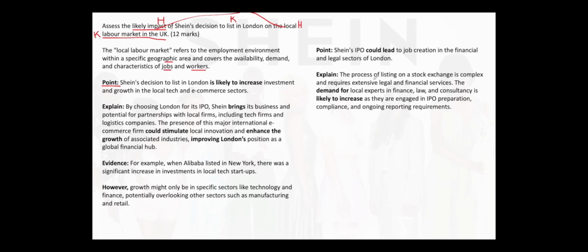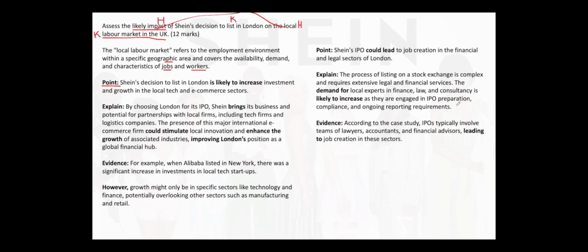So complex requires extensive legal and financial services. The demand for local experts in finance, law and consultancy, KPMG, PwC, EY, Accenture will all be very excited over this. It is likely to increase as they engage in IPO preparation, compliance and ongoing reporting requirements. Now, all of you have memorised the sort of expensive processes behind IPO, and if you've forgotten, this paragraph helps you revise that as well.